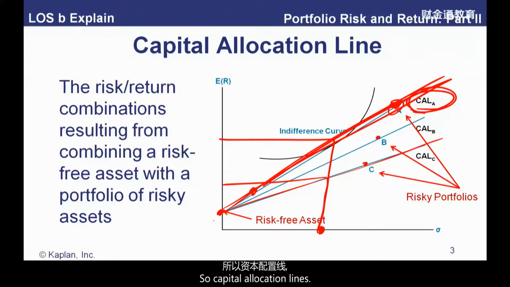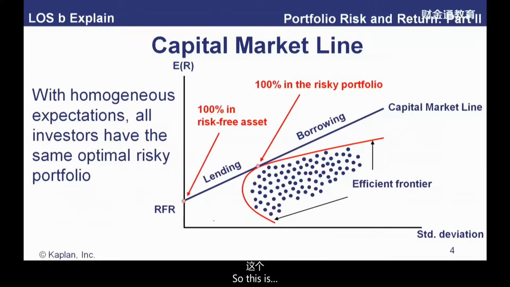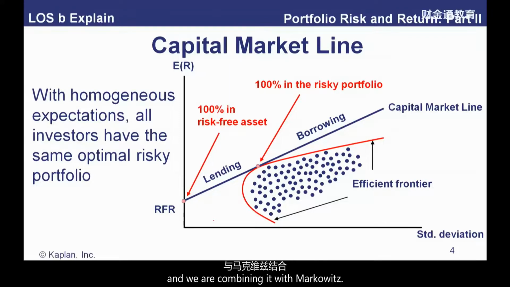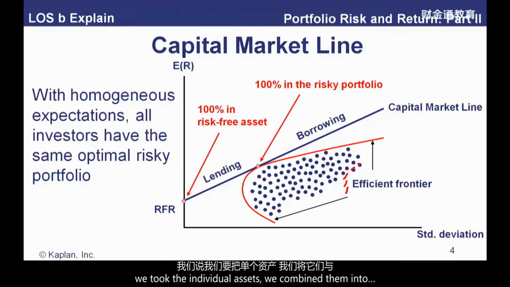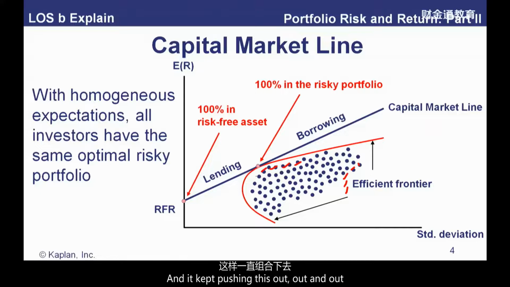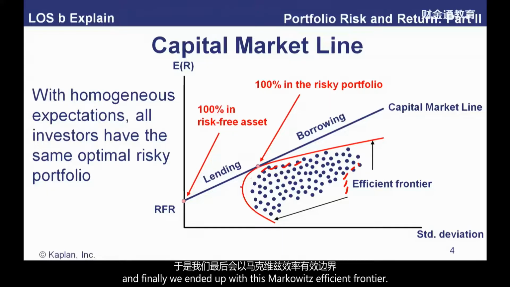So capital allocation lines. What we're doing now is applying the idea of a capital allocation line, and we're combining it with Markowitz. Remember, in the last reading, we took the individual assets, found their place in risk-return space, and then combined them into 2 asset portfolios, and then into 4 asset portfolios, and it kept pushing us out and out, and finally we ended up with the Markowitz efficient frontier.